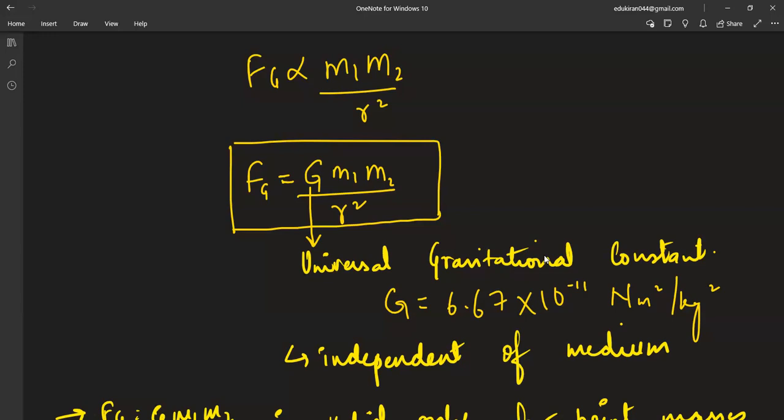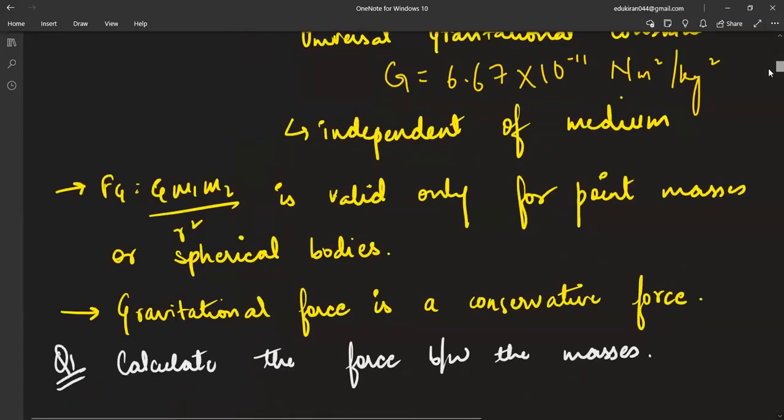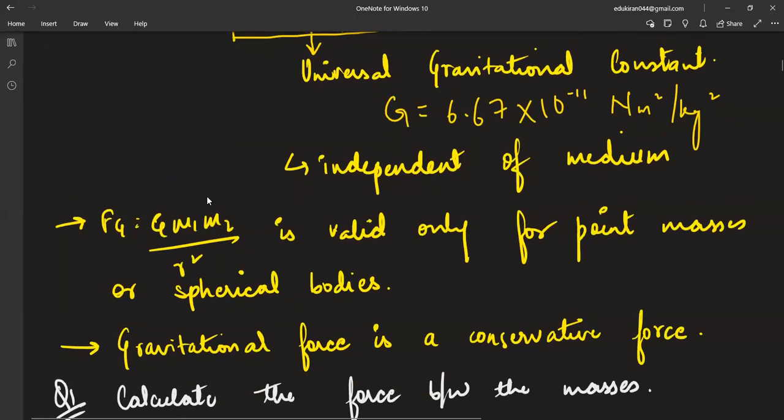But this law is valid throughout. Any two particles, any two substances which are present, they are able to exert gravitational force. And the same value of G is applicable anywhere, in vacuum, in oil, in glass, in copper, in any medium or in air. So this is independent of medium, and this law is itself a universal law. All right. So what is the gravitational law? F is equal to G m1 m2 by r square. This gravitational law is valid only for point masses or spherical bodies.